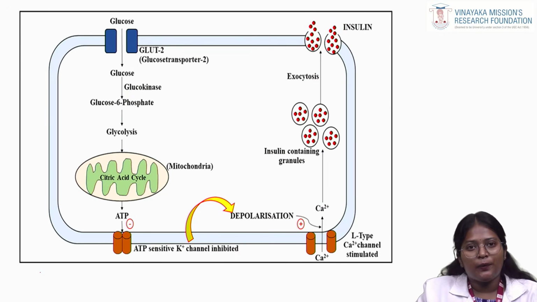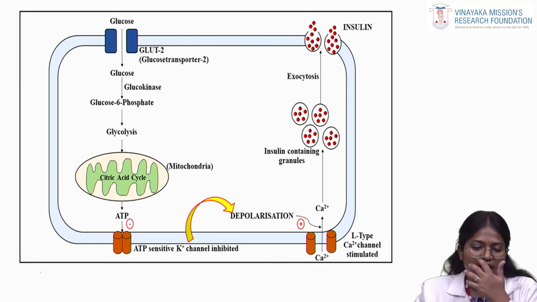Here there will be the process of the TCA cycle. When the glucose enters into the cells, the glucose will be converted into glucose 6 phosphate with the help of glucokinase, and the glycolysis will be happening. The TCA cycle, that is the citric acid cycle, will be happening in the mitochondria, and finally ATP will be produced. This ATP will be closing the ATP sensitive potassium channel.